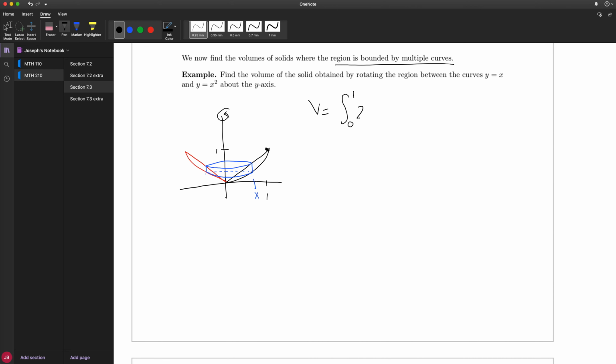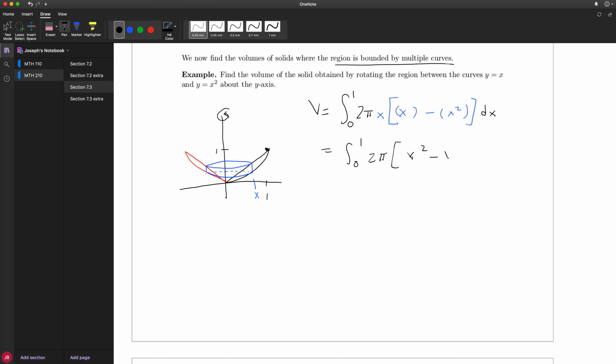It's 2 pi. And now let's determine what the radius is. The radius is, well, it's the distance from 0 to x. Well, that's just x. And now the height of the cylinder, this is where things get a little bit interesting here. The height of the cylinder is not just x, it's x minus x squared, right? It's just that little sliver right there. And of course dx.